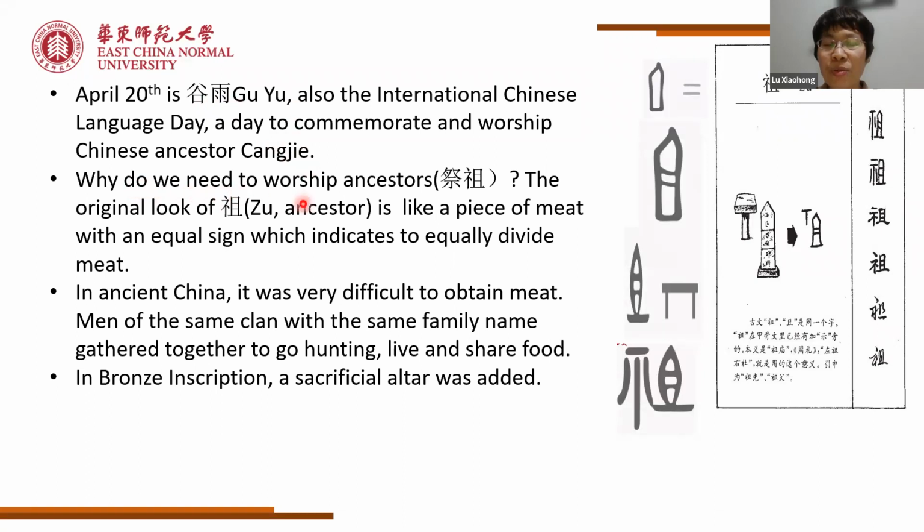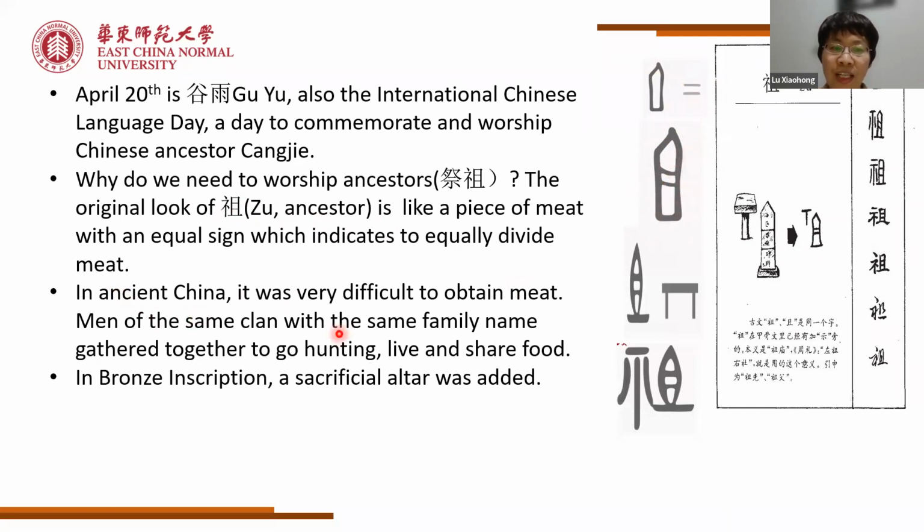So why do we need to worship ancestors? The original look of the word 祖, here 祖 means ancestor, is like a piece of meat with an equal sign. This is an equal sign. It means to equally divide meat. That's the original meaning of 祖. Now we use 祖 to mean ancestor, but originally it means to divide meat equally.